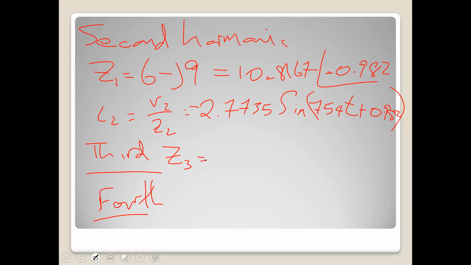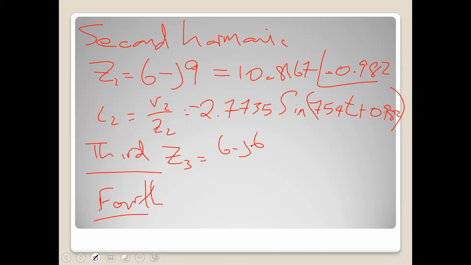All right, Bora, next. I did 2, sir. Mr. Rockwood, I have already done 2. Why are you redoing it? I didn't ask you to do that. Bora, Z3. Z3 is 6 minus j6, sir.